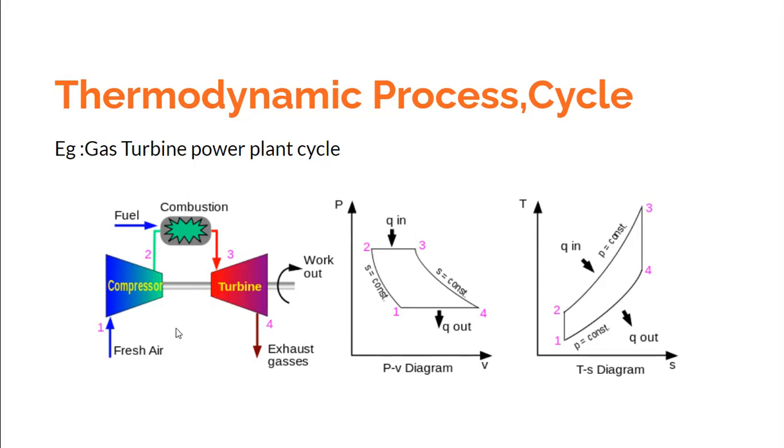So the real processes which are happening in the gas turbine power plant are shown here. For example, this 1 to 2, 2 to 3, 3 to 4, and 4 to 1. These 4 processes in this order would constitute a thermodynamic cycle, right? All these 4 processes are also represented on a temperature entropy diagram, and what you see is a thermodynamic cycle. So this is an example of a thermodynamic cycle of a gas turbine power plant.